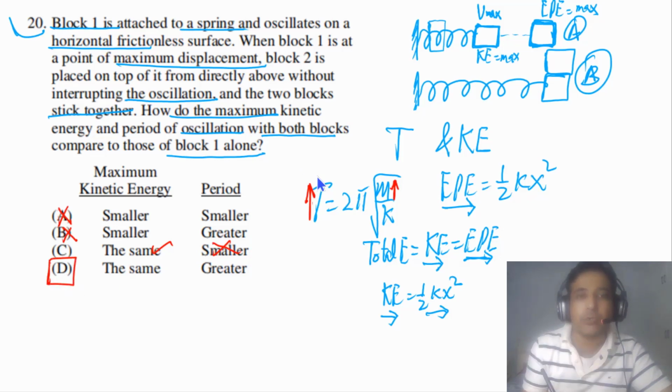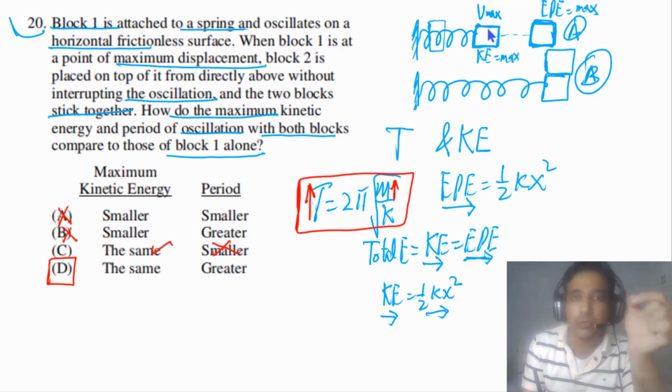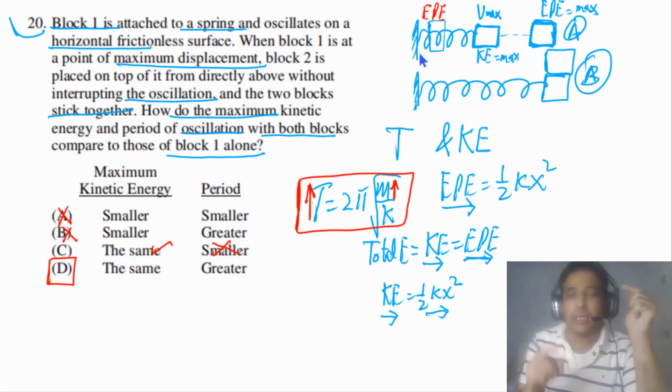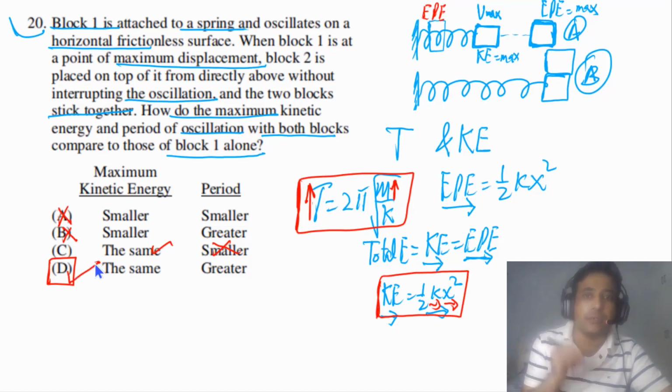So the main concept is you need to understand this formula, and you need to understand total energy is equal to EPE when the block is at maximum displacement, and total energy is equal to KE when the block is at equilibrium, and when the block is again at maximum displacement, total energy is equal to EPE again. And this process keeps on repeating. As in this case x is the same, k is the same, it means KE also is the same. So the answer for this question is D.